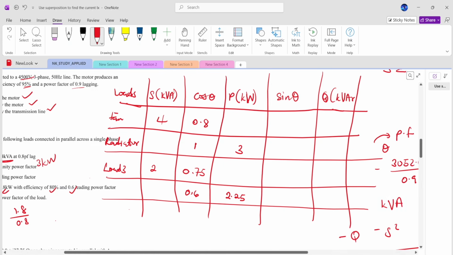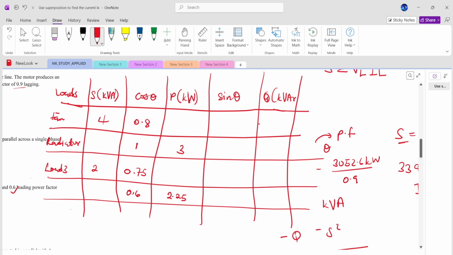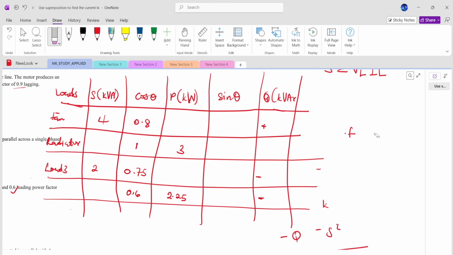So I'll just come here. I know my Q value for this one was lagging, so I'm going to have a positive value. This one is going to give me a negative value. This is going to give me a negative value. That's all. So we are going to start filling the table from here. These formulas will help us. We already know them.